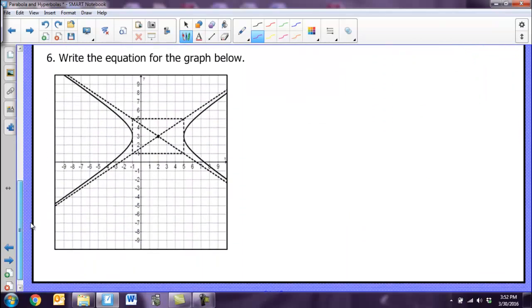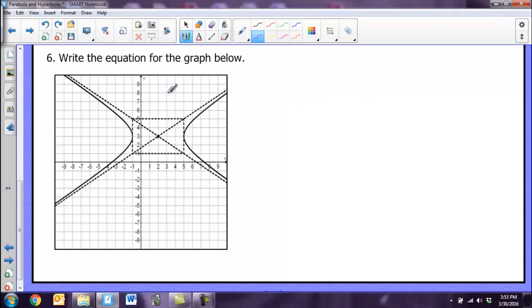Last but not least, if we were given the graph and we need to write the equation, we need to go ahead and find the missing pieces. And so I always start these by actually writing out that equation. I know it's x minus something. Well, actually, I don't know that yet. Let me figure that out for you.